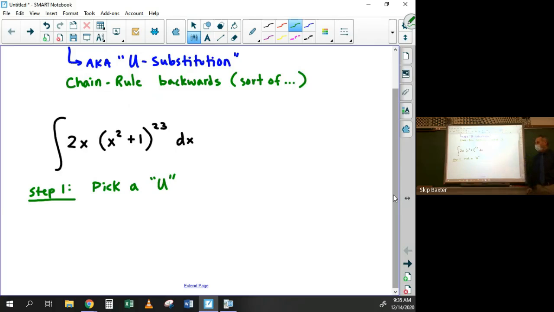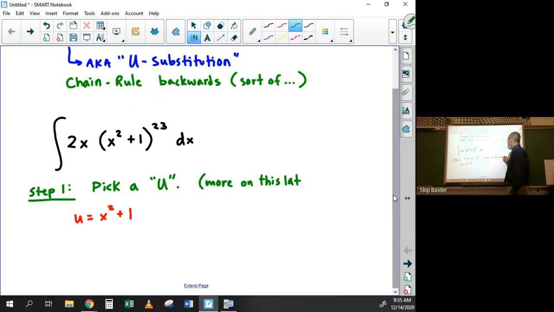Okay, so I'll go into that a little bit more later, but for now I'll just tell you what it is. You're just going to pick something to be u. So in this case, u is the stuff that's in parentheses. u is going to be x squared plus 1. Okay, so pick a u. More on this later. For the first few examples, I'll just tell you what u is. Okay? And you'll probably be able to sort of deduce how I'm picking u after we do a couple examples. Okay? So that's the first step.